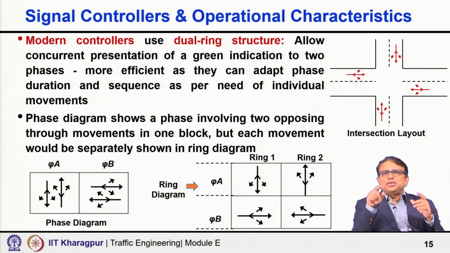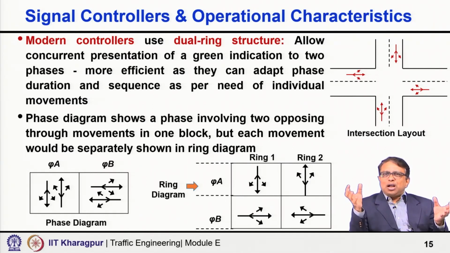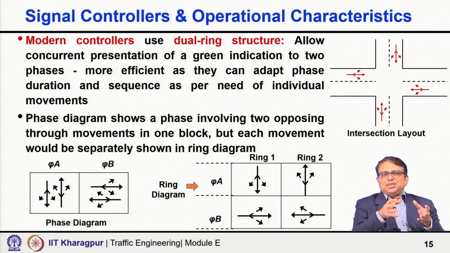So, all the non-conflicting movements which were allowed in a phase are under one ring, right, and therefore the maximum movement, which will have the highest volume, will dominate the green time requirement for that phase. But now you have a dual ring structure, which is more efficient, because such controllers can adapt phase duration and sequence as per the need of individual movements.